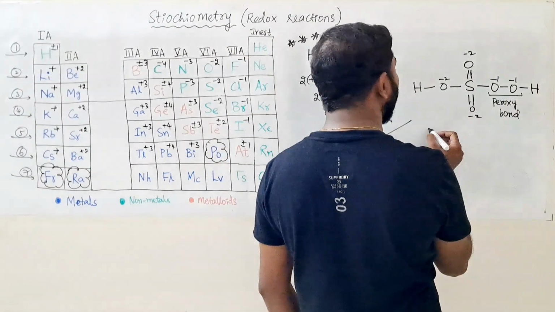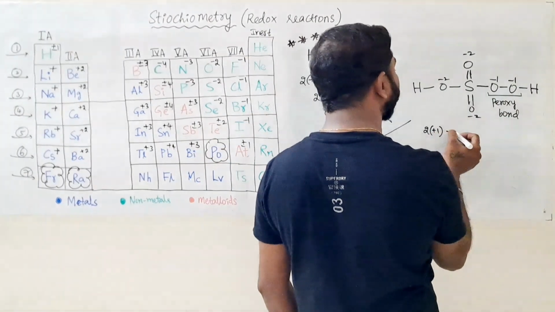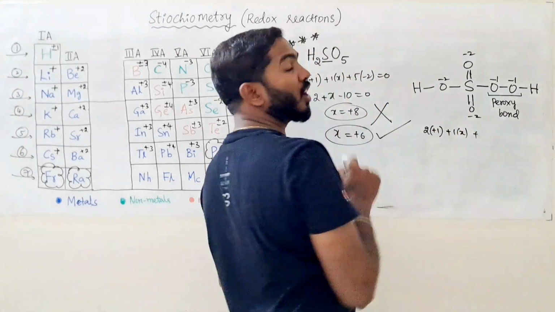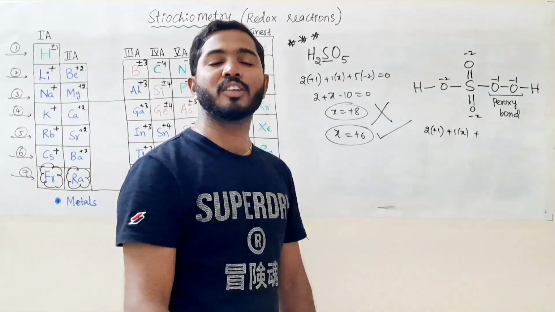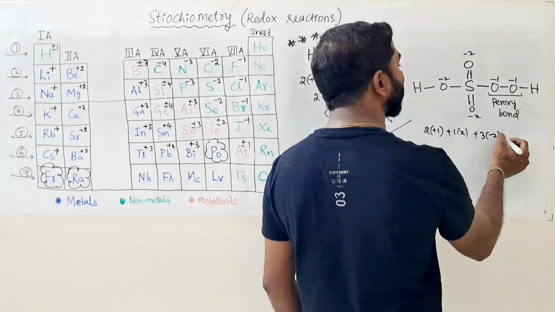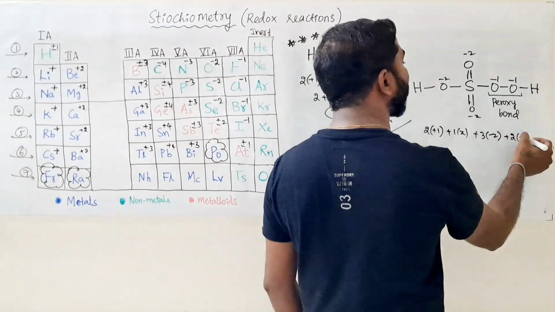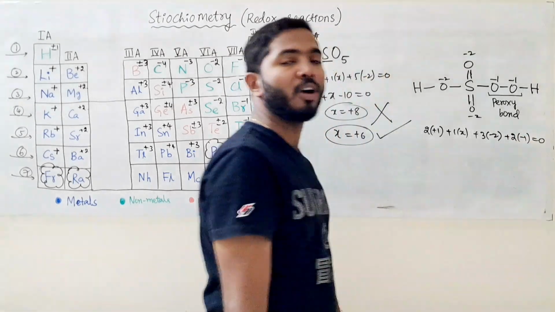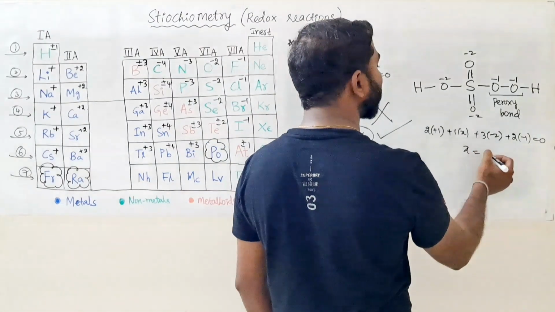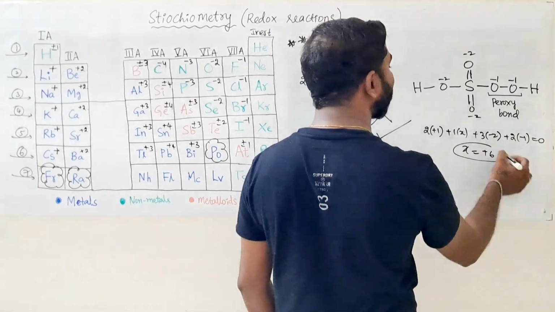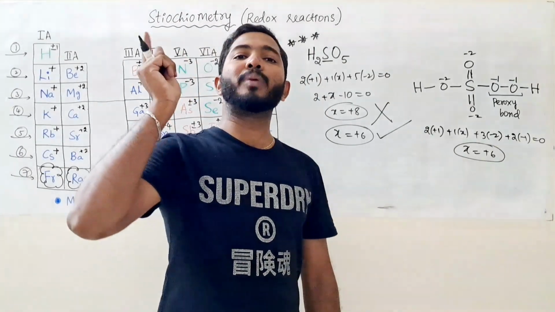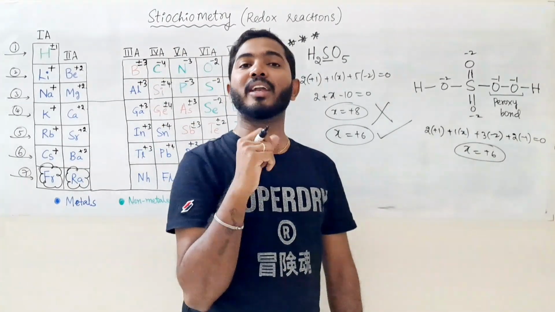So for two hydrogens, it is 2 into +1, and 1 into X for sulfur. Among these 5 oxygens, 3 oxygens are taken as normal oxide, that is 3 into -2. And then 2 oxygens we take as peroxy oxygens, so -1. And now in this case, X is going to be +6. Hope you understood. So it is better if you know the group number so that you can easily identify.